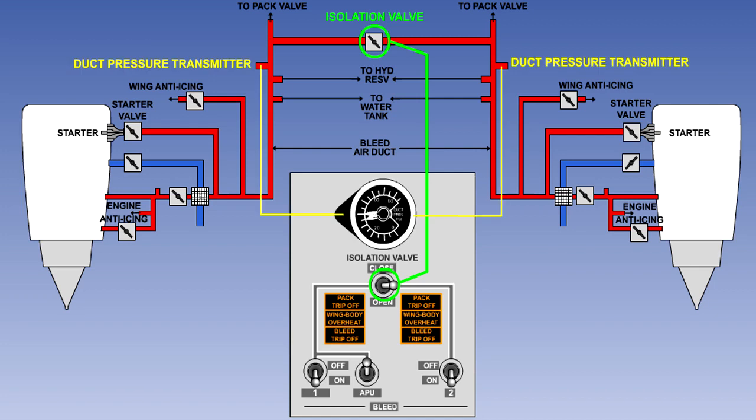The system is fitted with a 2-pointer duct pressure gauge. One pointer displays the pressure in the left duct, and the other the right. Some systems have engine bleed air valve position indicators. However, in the system shown here, the valve position is shown by the switch position, unless a warning light is indicating a problem.